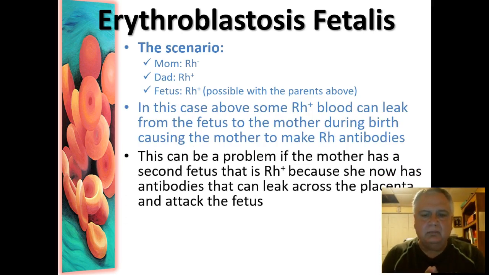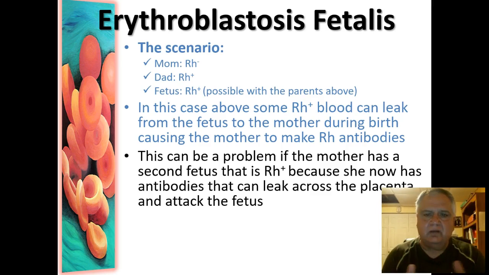This can be a problem if the mother has a second fetus that is Rh positive, because she now has antibodies because of her exposure to her first baby's blood. She now has Rh antibodies, and those antibodies, if she has a second child, can now leak across the placenta and attack the fetus.